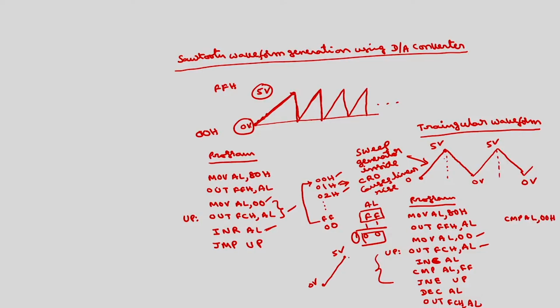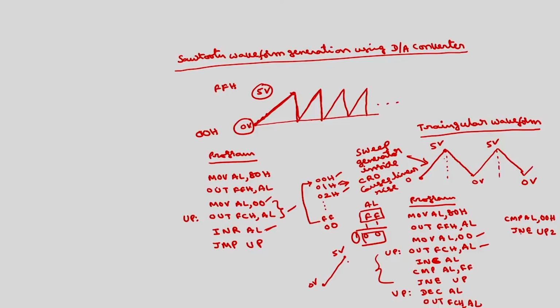Till 00 you have to decrement. From here you are decrementing. So, till 00 you have to decrement. So, this 00H, jump not equal means it is not equal to 0, you have to go to up 2. So, this up 2 will be, you have to output that value. You have to decrement the output value.